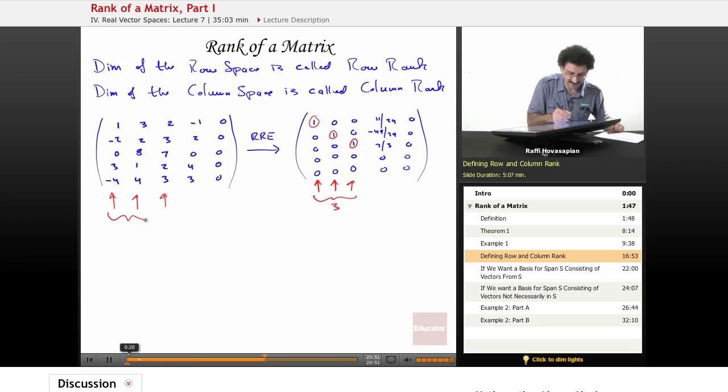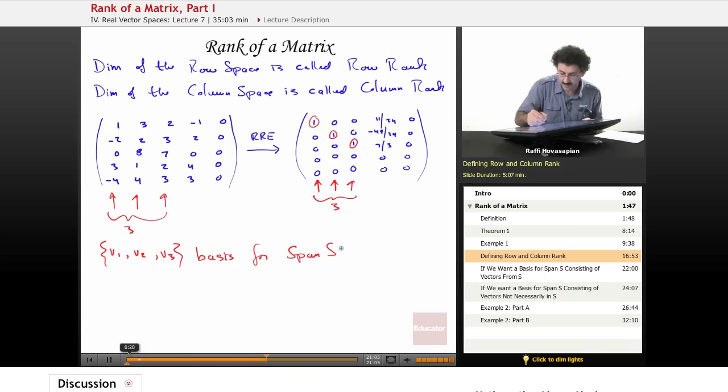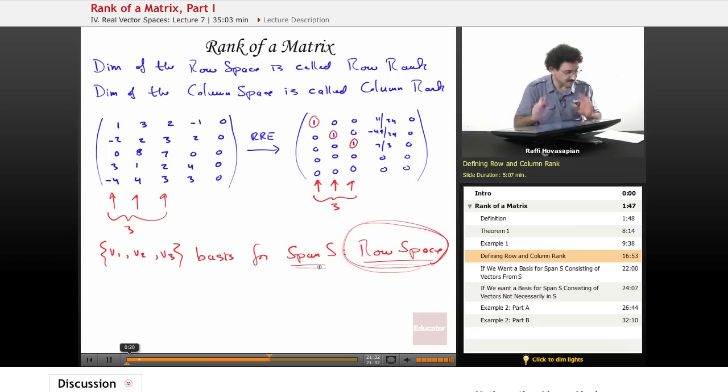It's not a coincidence. So, in this particular case, we could take V1, V2, V3, the original, that is a basis for the span of S. In other words, the span of S, which is the row space. Row space, because originally we wrote them as rows, row vectors. Here we wrote them as columns in order to solve it in a certain way so that we end up with vectors from the original set. It's still the row space, or the span of S, if you will. Okay.